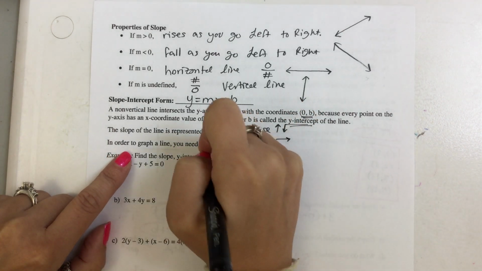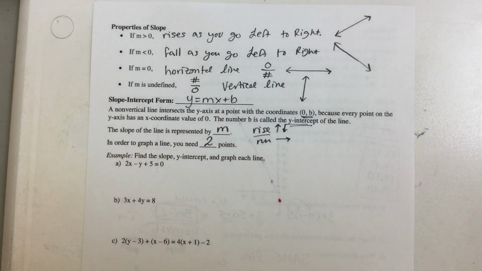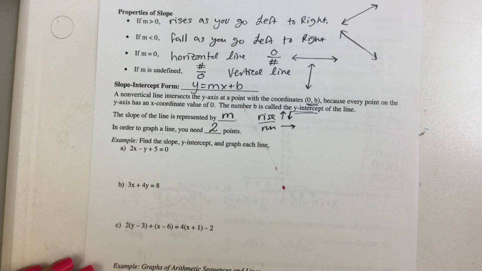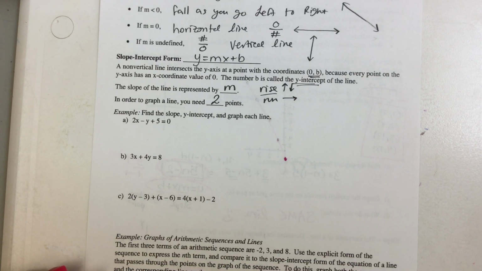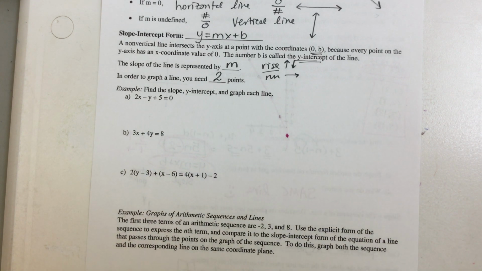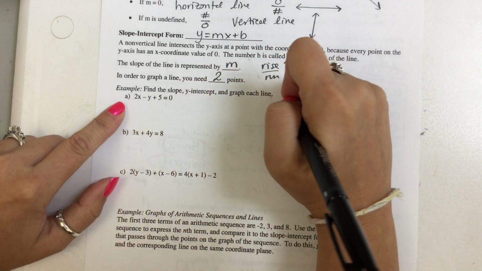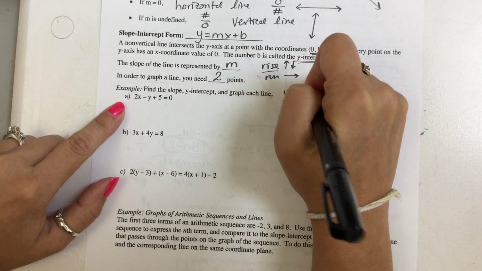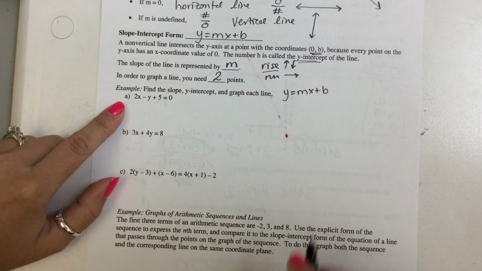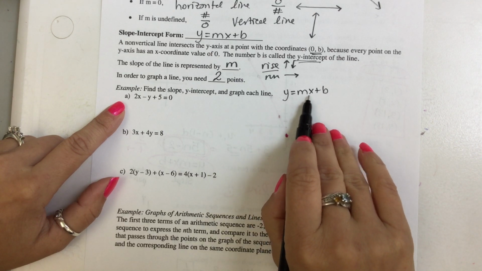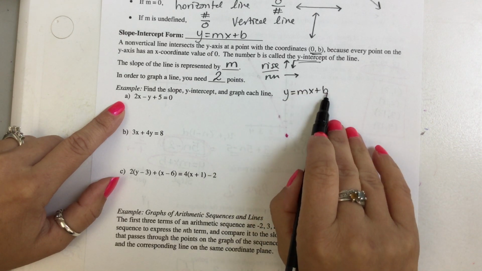In order to graph a line from geometry, you should have covered that you need 2 points. 2 points define a line. So here is the next skill that we're going to look at. Find the slope, the y-intercept, and then graph the line. So what we need to do is rearrange this equation so it's in the form y equals mx plus b. So things to notice, the y has to be by itself. Your term that contains the x comes before the constant.